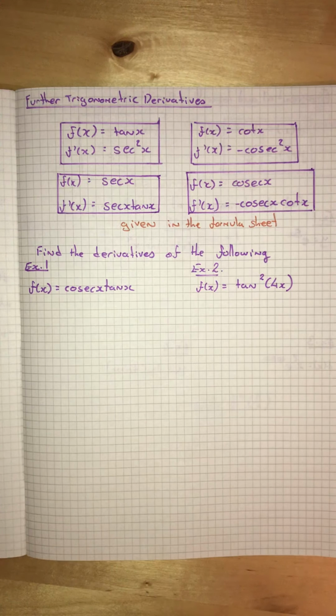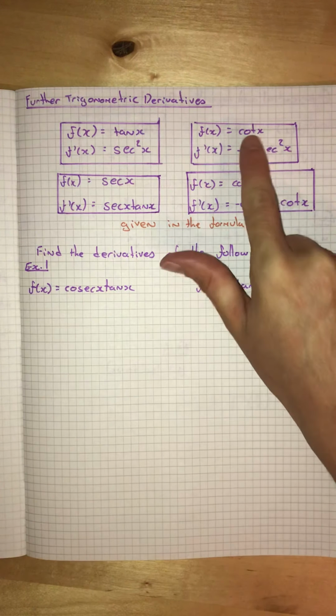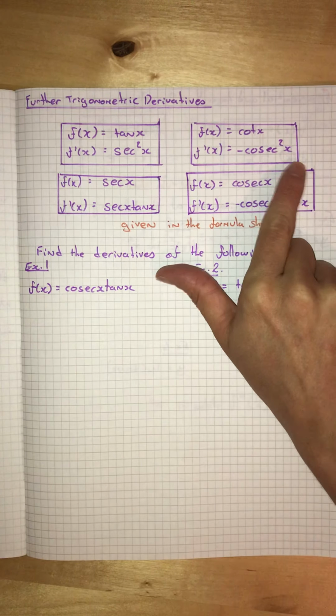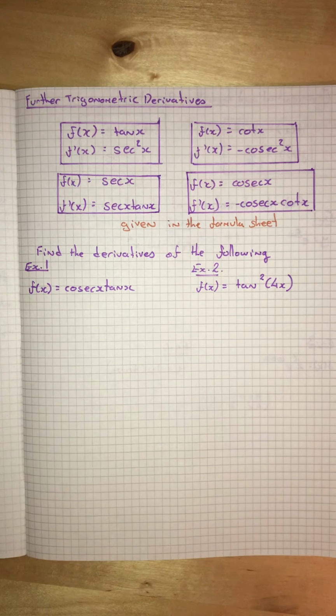If you have tan x, the derivative of tan x is sec squared x. The derivative of cot x is negative cosec squared x. The derivative of sec x is sec x tan x. And the derivative of cosec x is negative cosec x cot x. These are all given in the formula sheet. So they're the basic information that you're given.